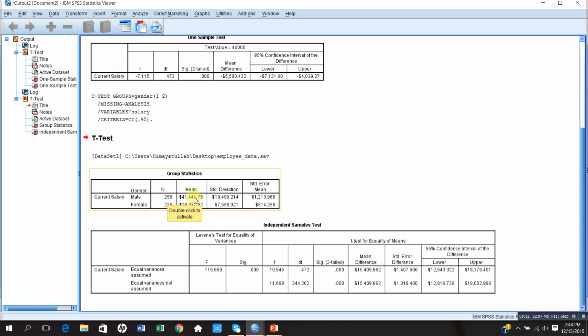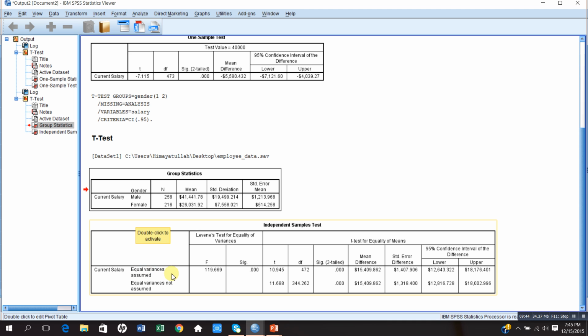This is the average current salary of the males, and this is the average salary of the females. These are standard deviations, these are standard errors of means, and this is the independent sample t-test, which also assumes equality of variances. Our null hypothesis is that the variance of the current salary of the males is equal to the variance of the current salary of the females.